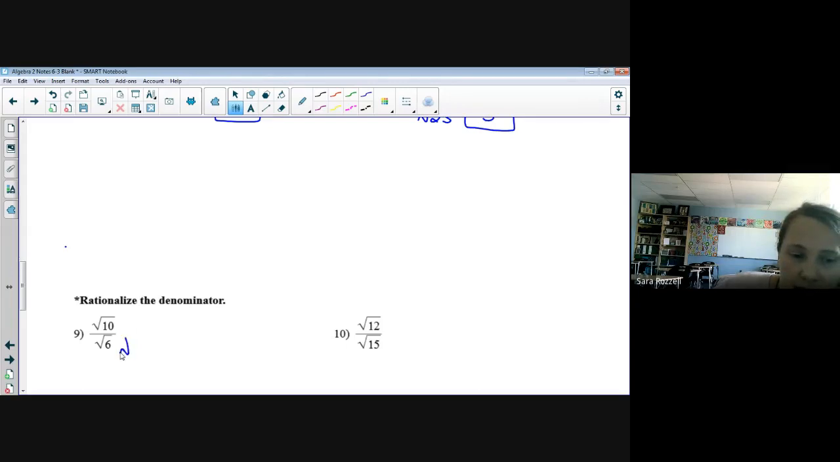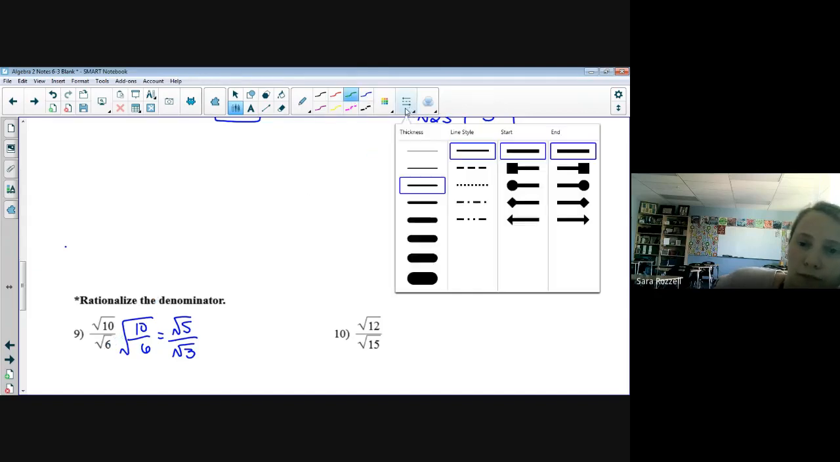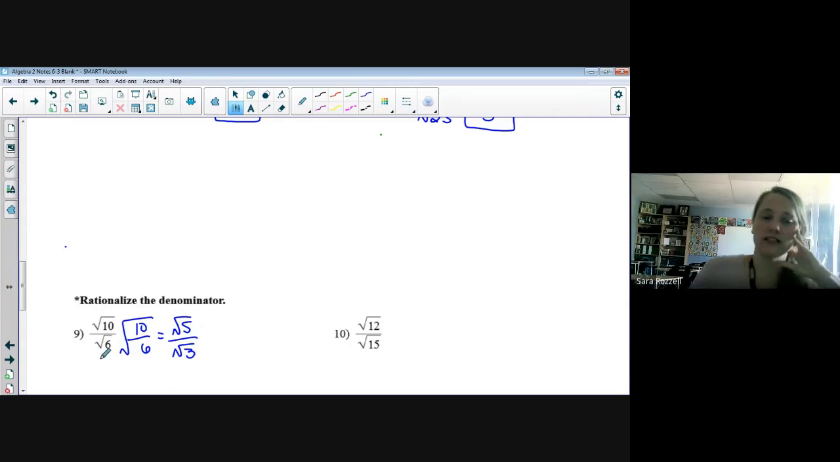So this is the same thing as the square root of 10 over 6, which can be written as the square root of 5 over the square root of 3. So 10/6 is the same as 5/3. So you want to see if you can simplify it first. It's going to make it a lot easier in the long run to do the problem. So 10/6 is 5/3. Thumbs up if that's okay with you guys. Okay, so we simplify first.